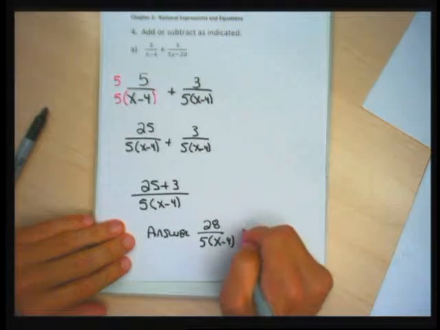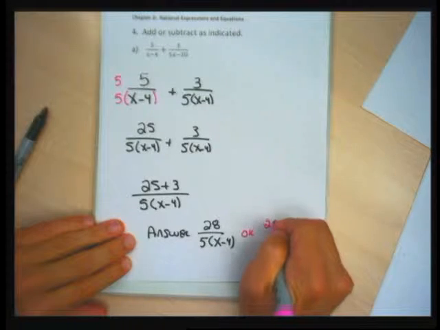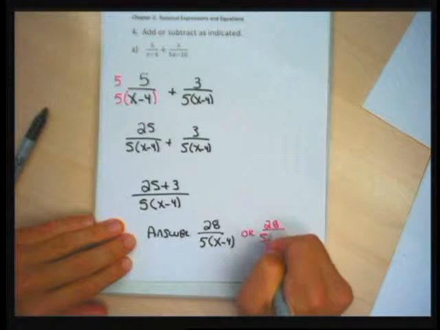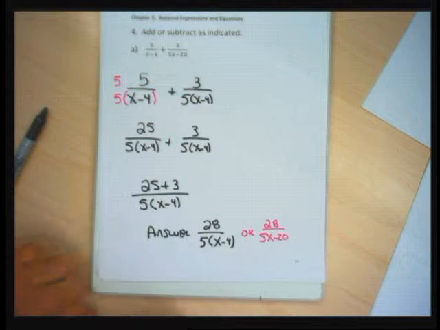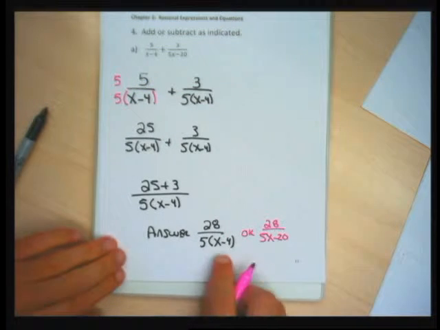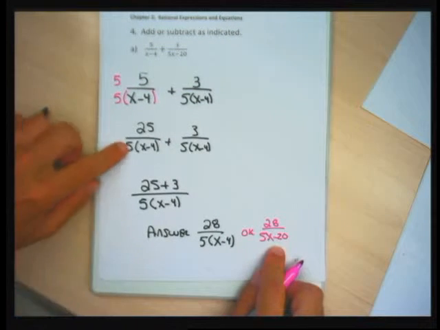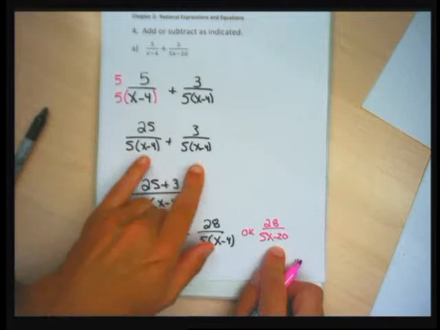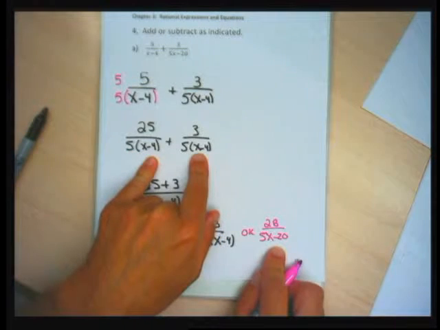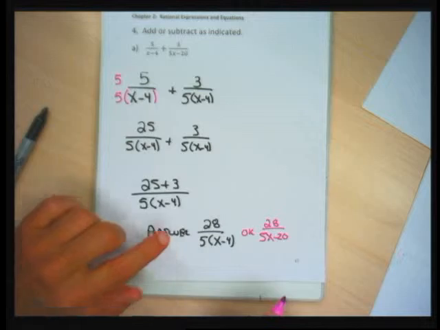It would be okay if your answer was 28 in the numerator and 5x minus 20 in the denominator. So if you didn't factor this, and this line had a 5x minus 20 for both the denominators, that's completely okay.